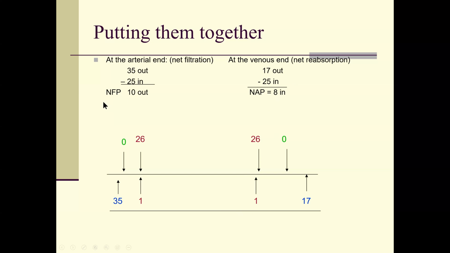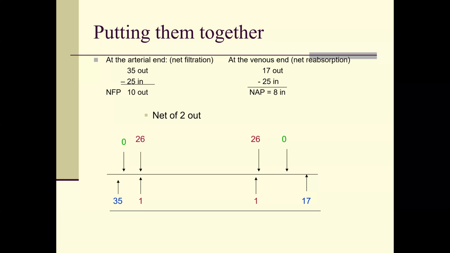So at the arterial end, we have 10 out, our net filtration pressure. At the venous side, we have a net pressure of 8 in, for a total pressure of 2 out. So most of the fluid that goes out gets resorbed back in. We have a net of 2 out.